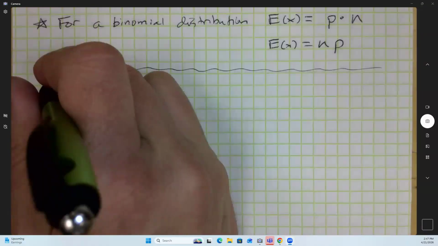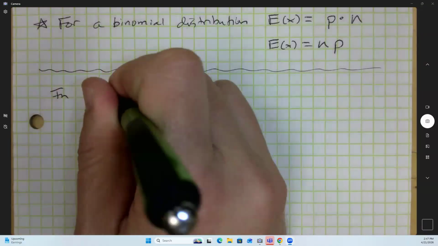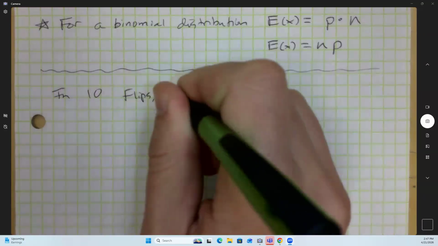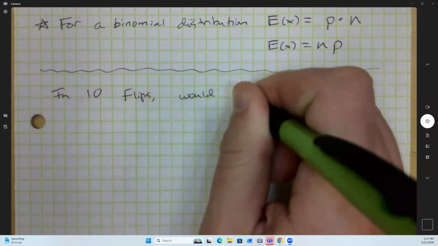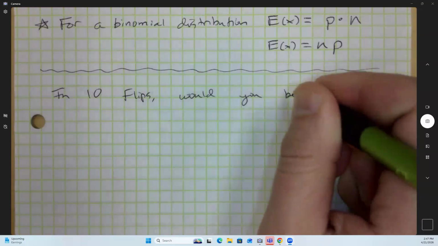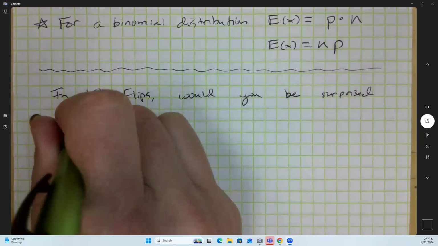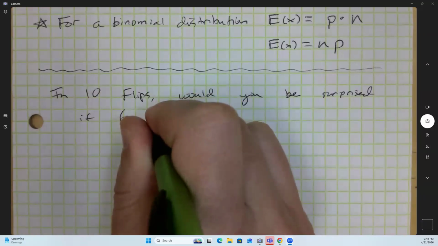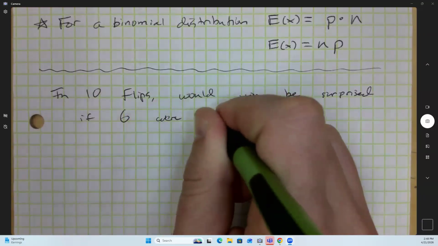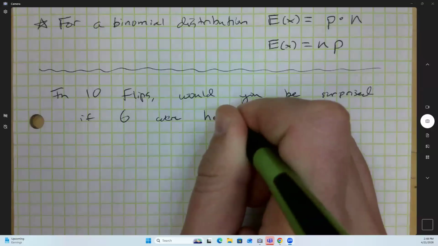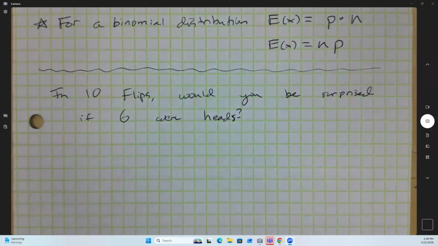So back to our 10 flips. Would you be surprised if 6 were heads? Talk about it with your neighbor. Would that give you pause? Would that make you say, huh, something's going on here? Gabby, you want to share your thoughts? I overheard you, so I'll put you on the spot.